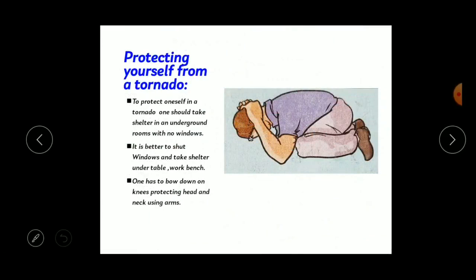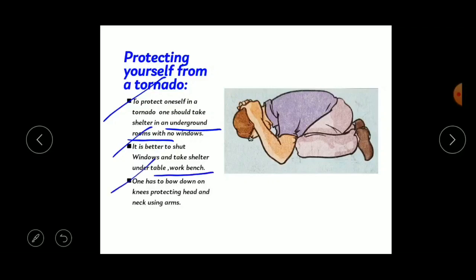The next point is protecting yourself from a tornado. In the time of a tornado, how can you protect yourself? The first thing is that one should take shelter in an underground room with no windows. Next, it is better to shut the windows and take shelter under a table or workbench.